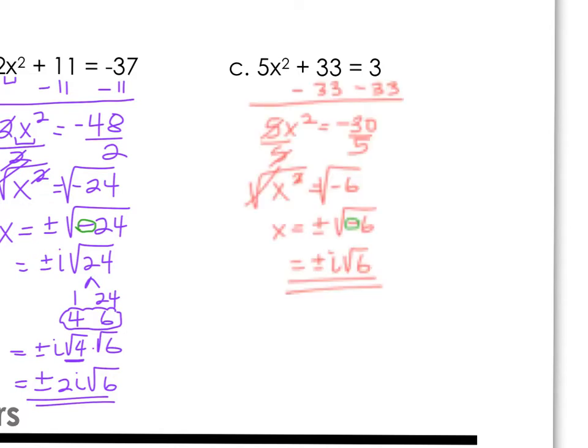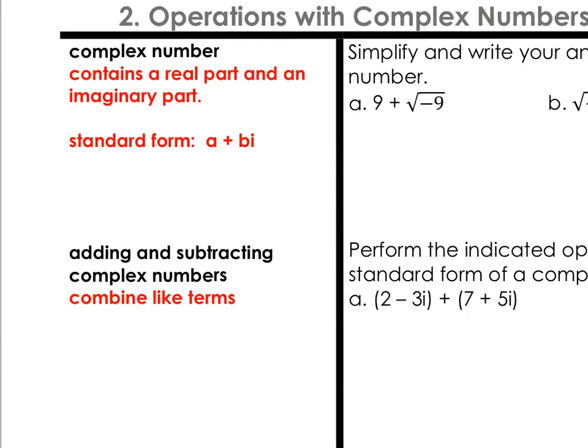How did you do? I moved the 33 over and divided by 5 and ended up with x squared equal to negative 6. Taking the square root of each side, recognizing that we need to put the plus or minus out in front, factor out that negative by putting the i out in front, indicating an imaginary solution, and then noting at the last part the square root of 6 doesn't simplify any further. In all 3 of these examples, we have 2 imaginary solutions.